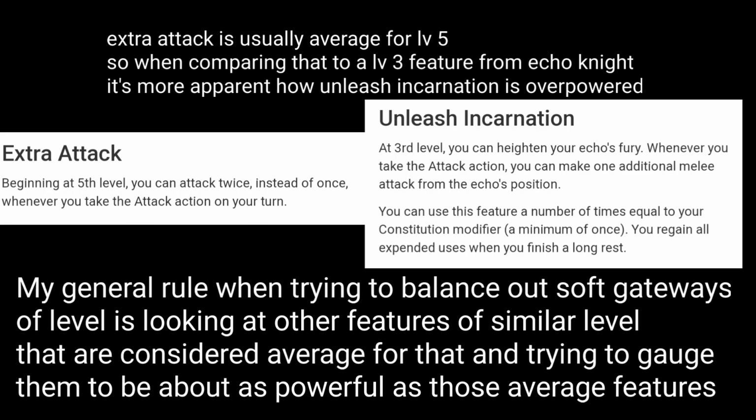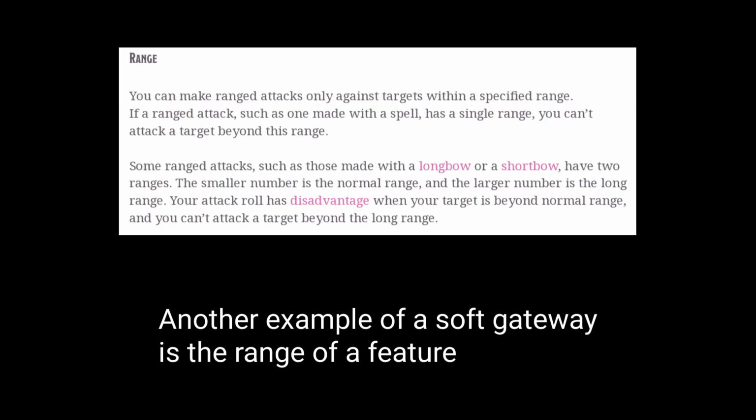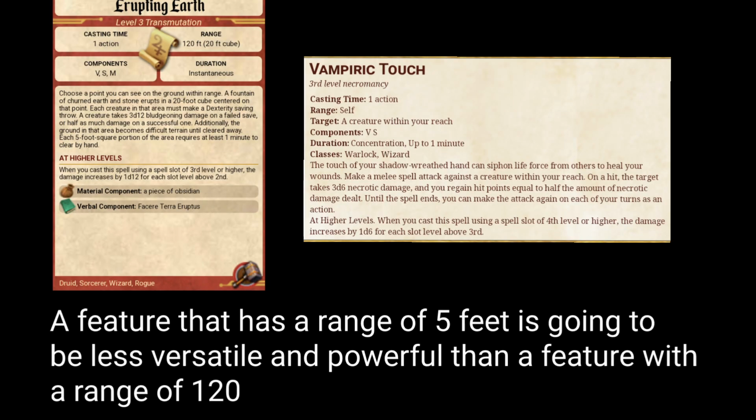My general rule of thumb when trying to balance out soft gateways of level is looking at other features of a similar level that are considered average for that, and trying to gauge them to be about as powerful as those average level features. Another example of a soft gateway is the range of a feature. A feature that has a range of 5 feet is going to be less versatile and powerful than a feature with a range of 120.